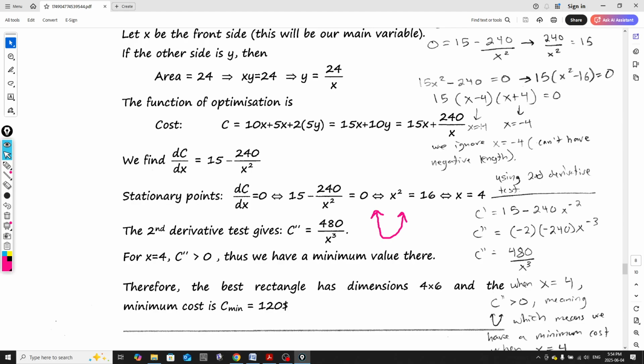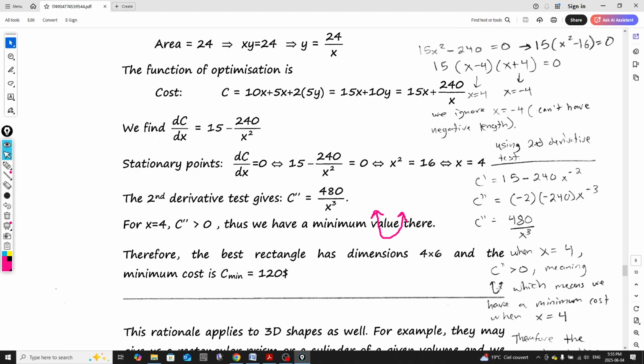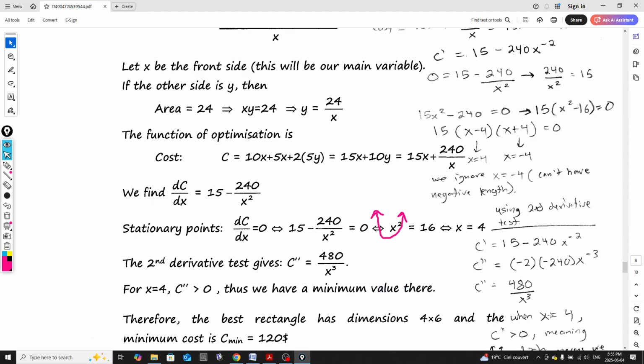At x equals 4, is my curve concave up? It's concave up when the cost double prime, or the second derivative, is greater than 0. And it is. When you've got 4 to the power of 3, that's 4 times 4 times 4, that's 64. 480 over 64 is going to be positive. Because it's positive, that means it is concave up, which means that we do have a minimum cost when x equals 4.